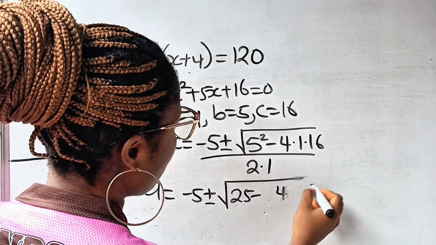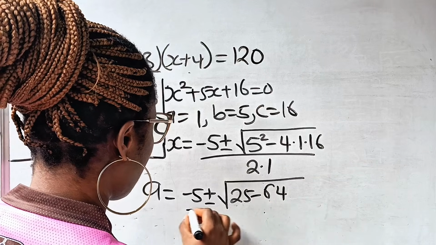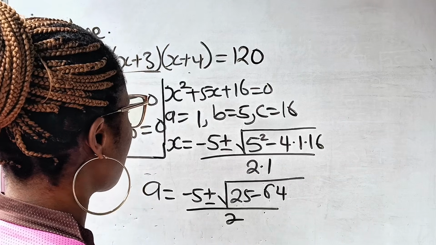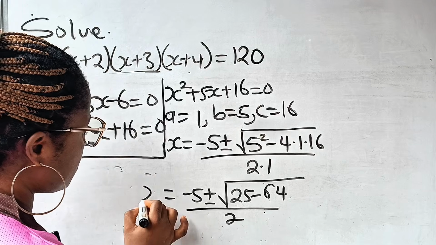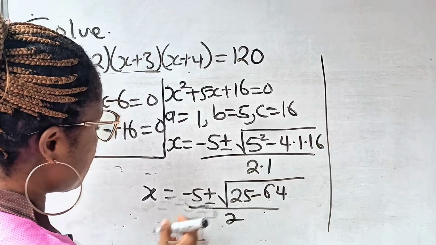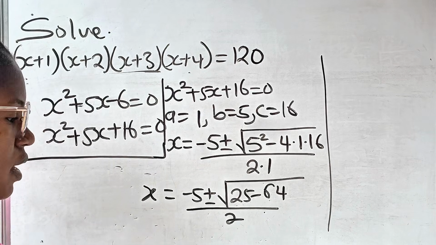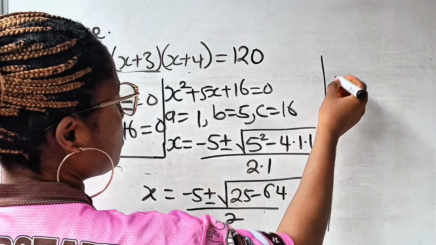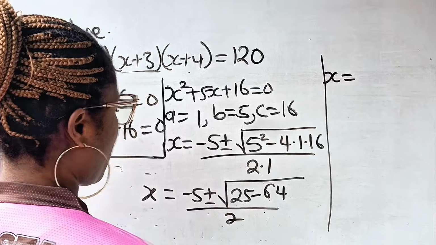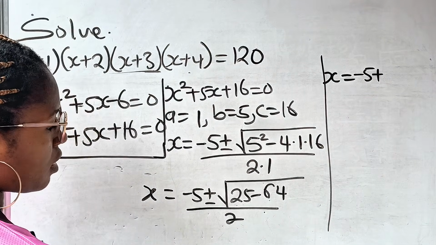So we have x is minus 5 plus or minus square root of 25 minus 4 times 16, which is 64, divided by 2. You're looking for x. I don't want this video to be long, but you can see that we are going to get complex roots here. So if you solve further, you will get your answer in terms of i.